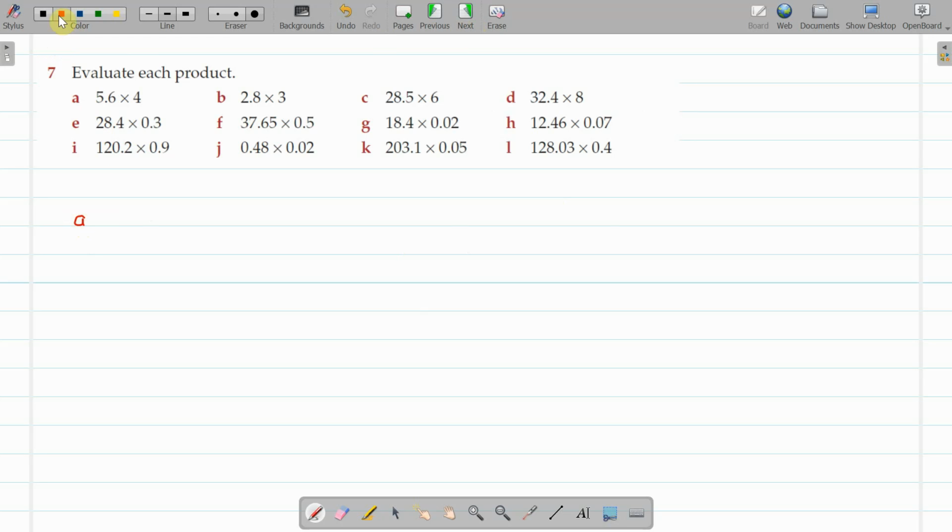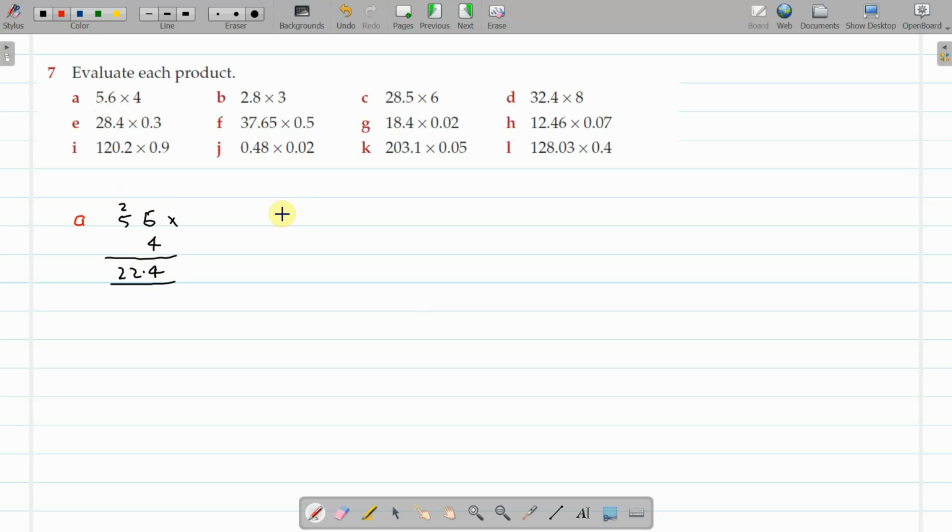Okay. Let's go with these ones. We take the decimal point out, and then we will put it back in. 5.6 times 4, so we're just going to do it 56 times 4. No decimal points. 4 6s, 24. 4 5s are 20, plus 2 is 22. With 1 decimal place, so 1 decimal place.